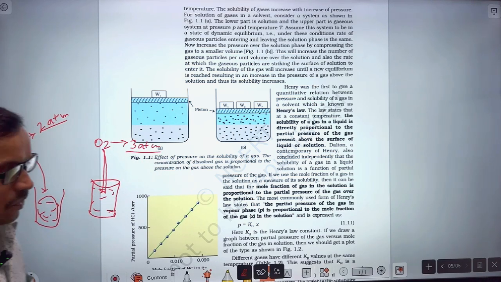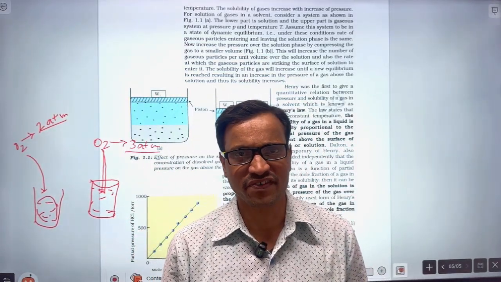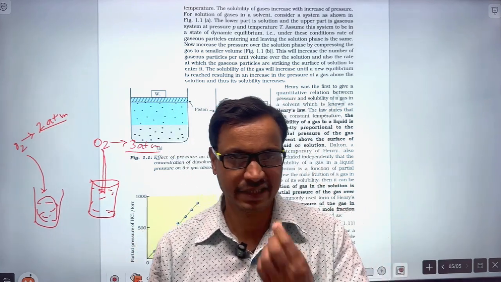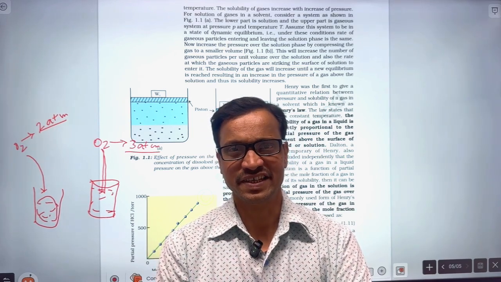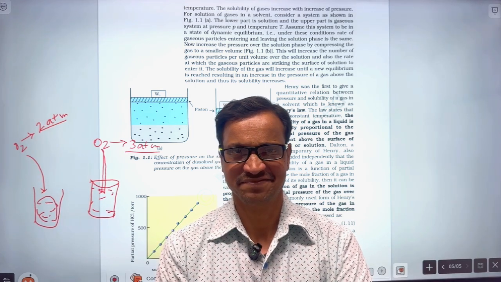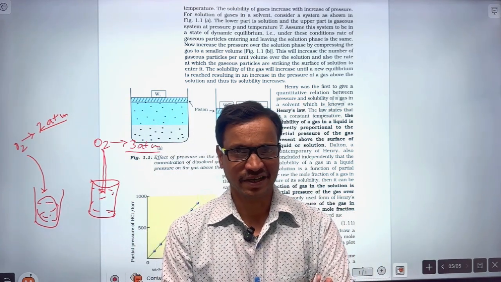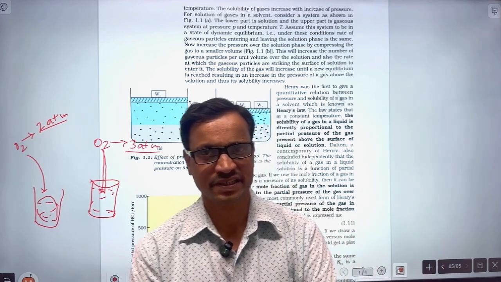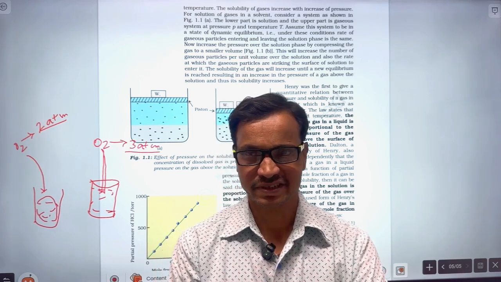So Henry's law states that the solubility of gas in a liquid will increase on increasing the partial pressure of that gas. What is partial pressure? Partial pressure is the pressure exerted by a particular gas at the surface of the liquid.